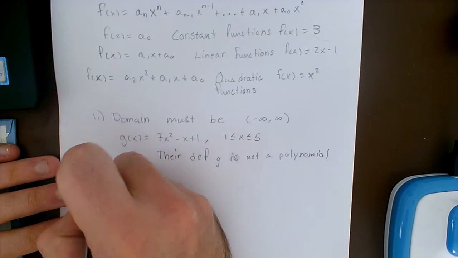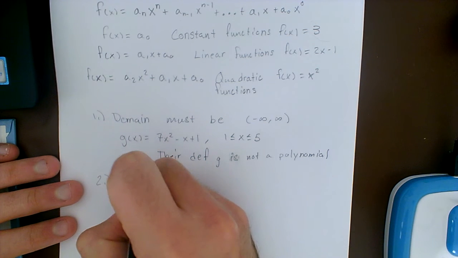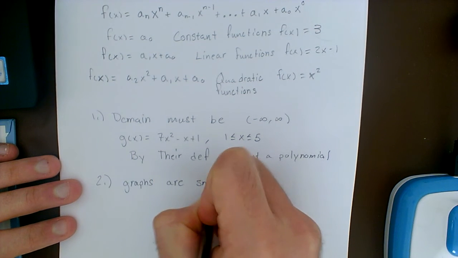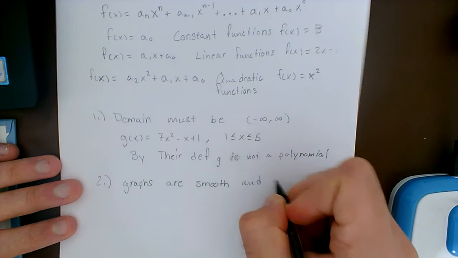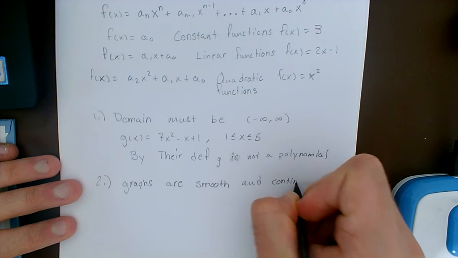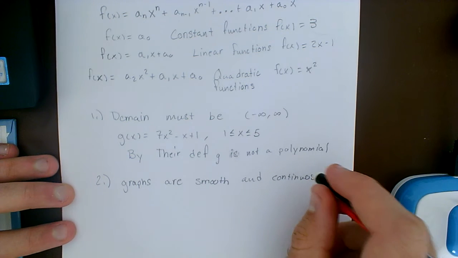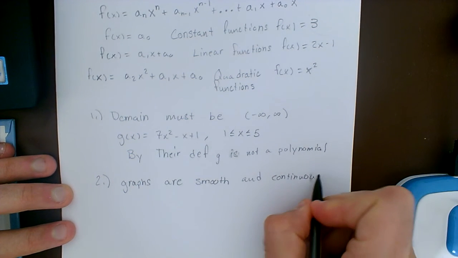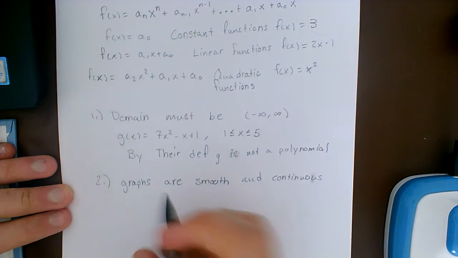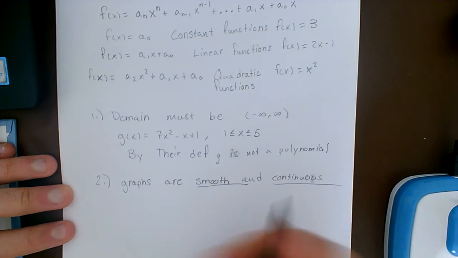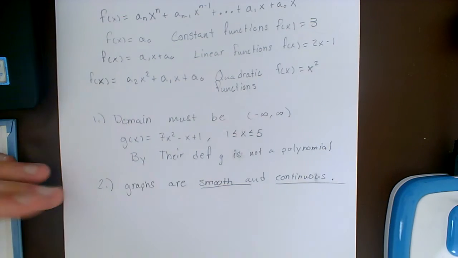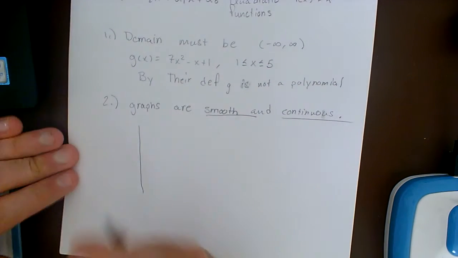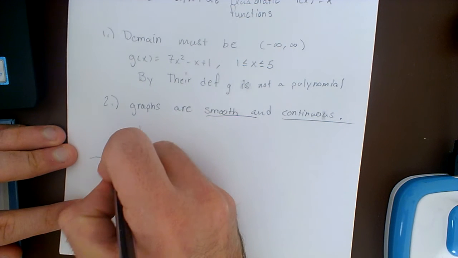Okay, 2. Their graphs are smooth and continuous. But anyway, so what do smooth and what do continuous mean? Well, just by looking at a picture of a graph, for example, you could have a polynomial. Polynomials always have smooth and continuous graphs.